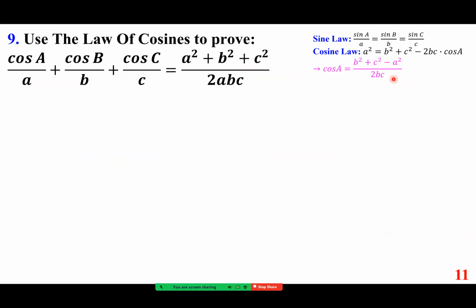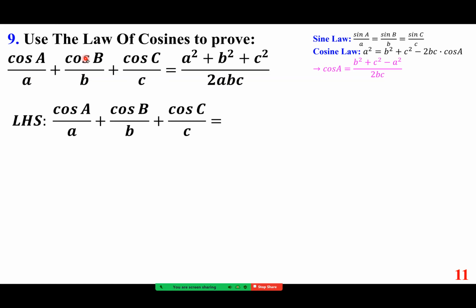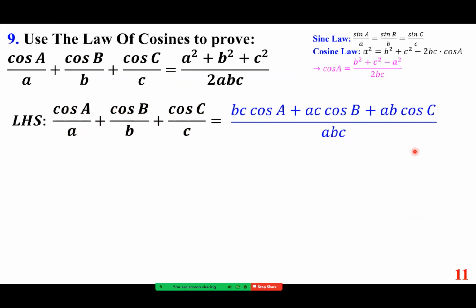First, we are going to start with one side and take a common denominator. Obviously, this is a more complicated side. We're going to start with that one. So this side, and when we take a common denominator it is abc. So cosine A times bc, or bc times cosine A. Cosine B times ac, or ac times cosine B. Cosine C times ab, or ab times cosine C. So this is just taking a common denominator, everybody.